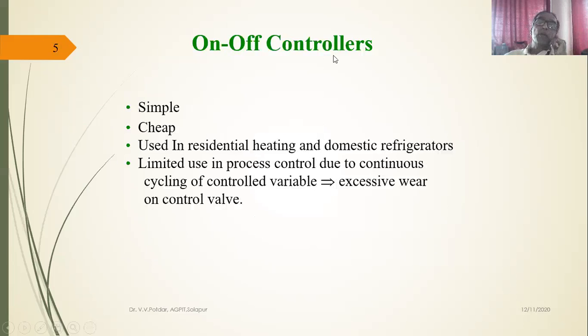Let us see the first case, on-off controllers. Why they are preferred? They are simple to operate, only two position control. They are very cheap. So cost-wise also it is cost-effective, used in residential heating and domestic refrigerators. The temperature on-off, the refrigerator is put on and put off. The thermostat that is used is working on on-off principle. Limited use in process control industries due to continuous cycling of control variables, excessive wear of control valves. So in continuous process industries, these on-off controllers are not used.